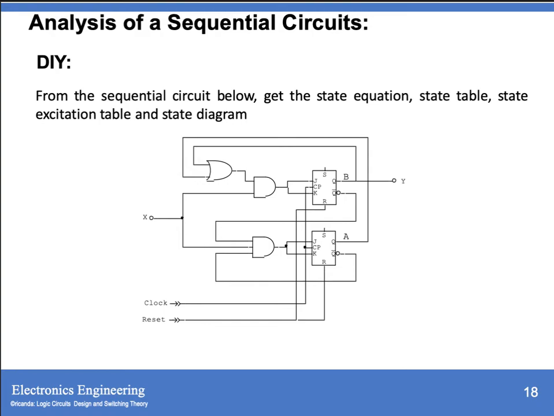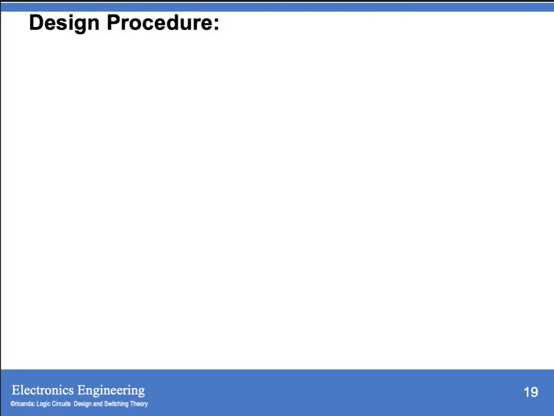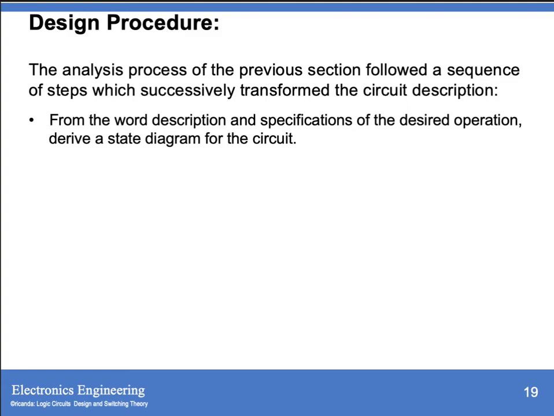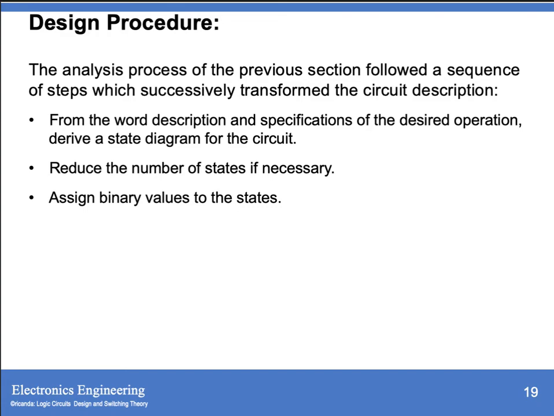So how do we design a sequential circuit? The analysis process of the previous section followed a sequence of steps which successfully transformed the circuit's description. In the design procedure, from the word description and specification of the desired operation, derive a state diagram for the circuit. After deriving a state diagram, we have to reduce the number of states if necessary. Then we have to assign binary values to the states, and obtain the binary coded state table.